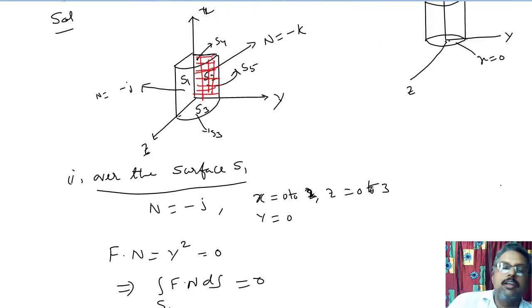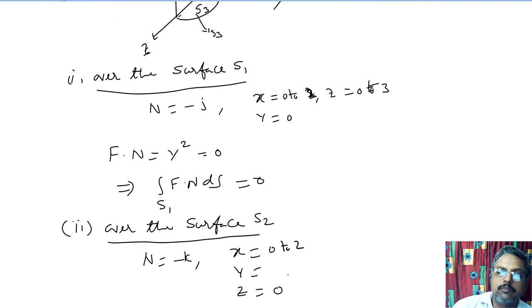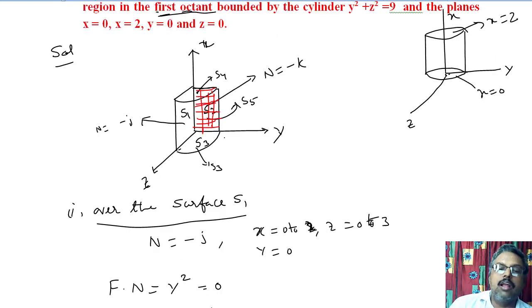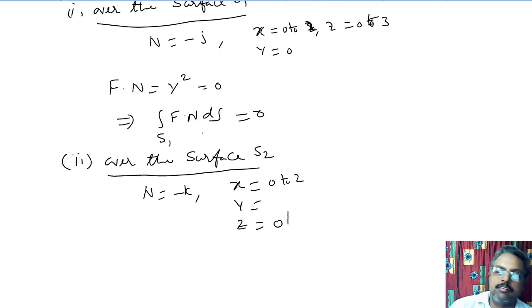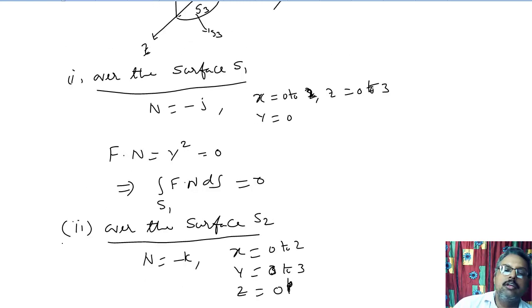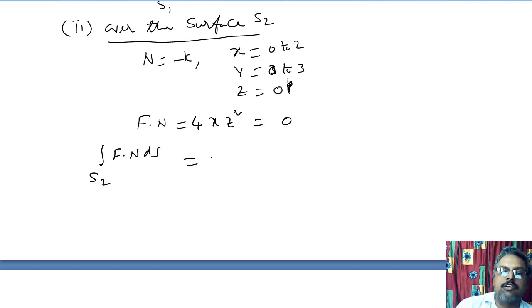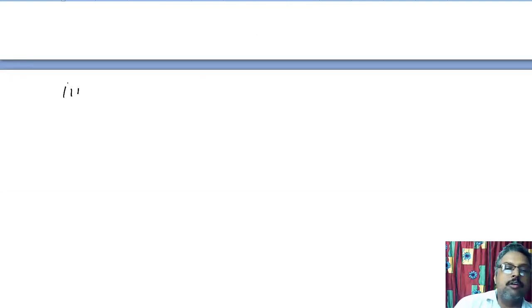Now coming to x. Along the x-axis it is 0 to 2, directly given. Along the y-axis, this point is nothing but the radius of the cylinder, so 0 to 3. And z equals 0. Now what about f dot n? The k coefficient is 4xz squared. Already z is 0, so the value of f dot n is 0, and the integral of f dot n dS over the surface equals 0. Okay, fine.